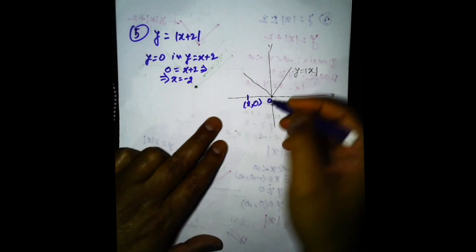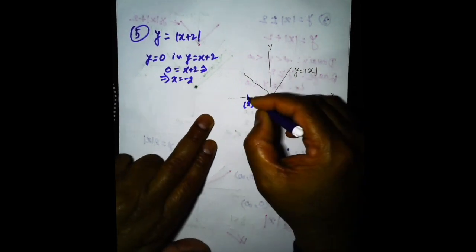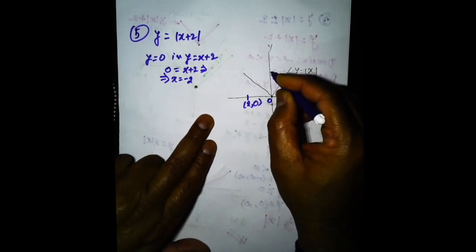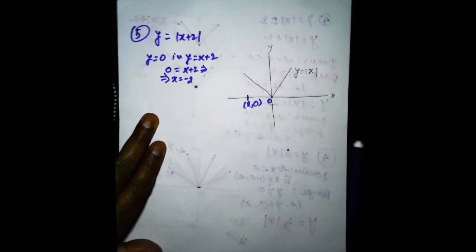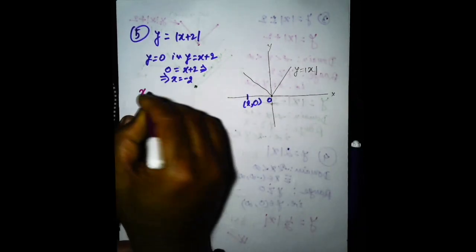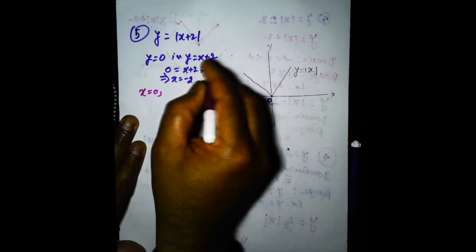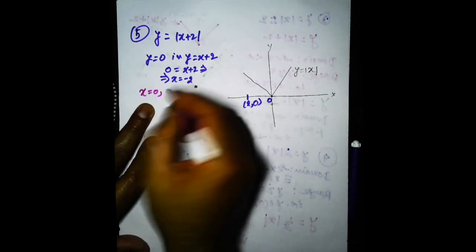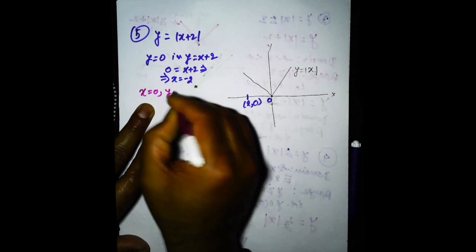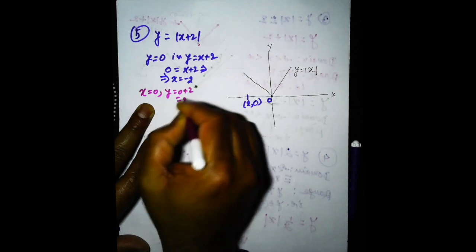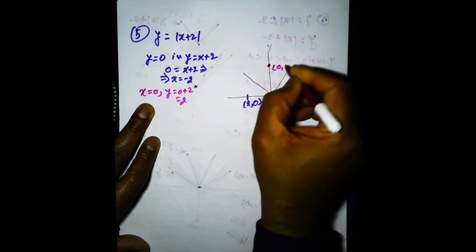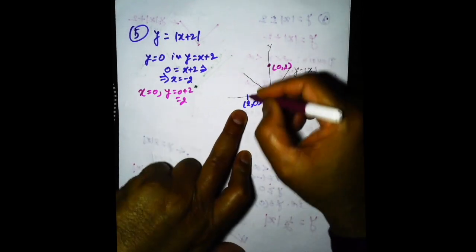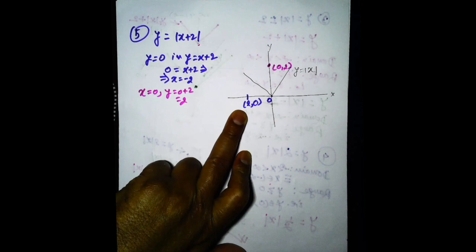So what happens now? Another question is where does it pass through on the y-axis? That means on the y-axis, you know that x equals 0. Then if you use this equation, x equal to 0 means y equals 0 plus 2, so it is 2. So this point is going to be 0, 2. So we have one line here.